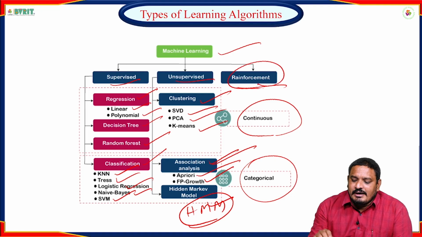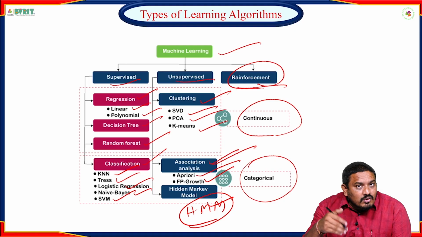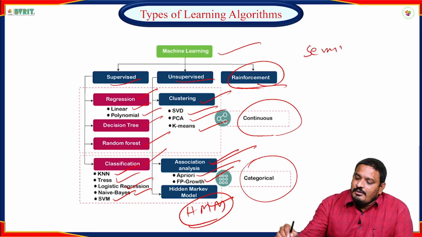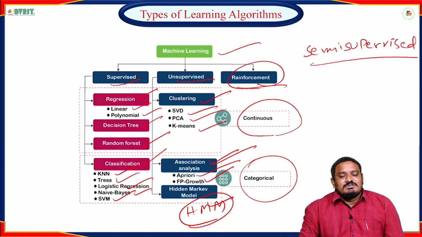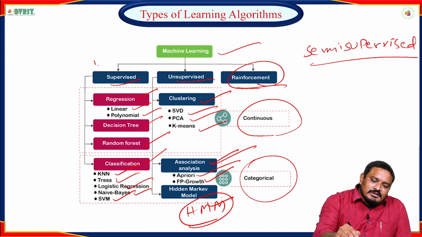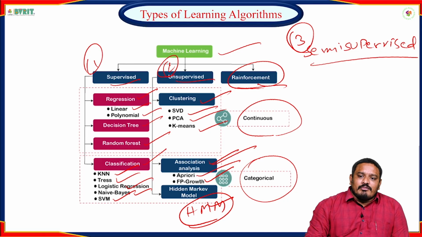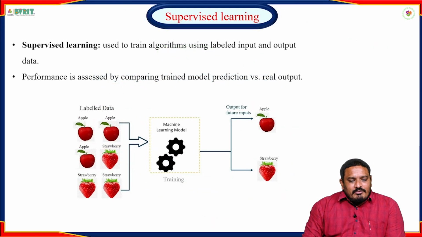The last one is the reinforcement algorithm. Not only these three, we are defining one more algorithm, that is called a semi-supervised algorithm. We will see one by one in the next upcoming slides. First one is supervised, second is unsupervised, third is semi-supervised, fourth is reinforcement learning. These are the four types of algorithms under the machine learning concept. See one by one.